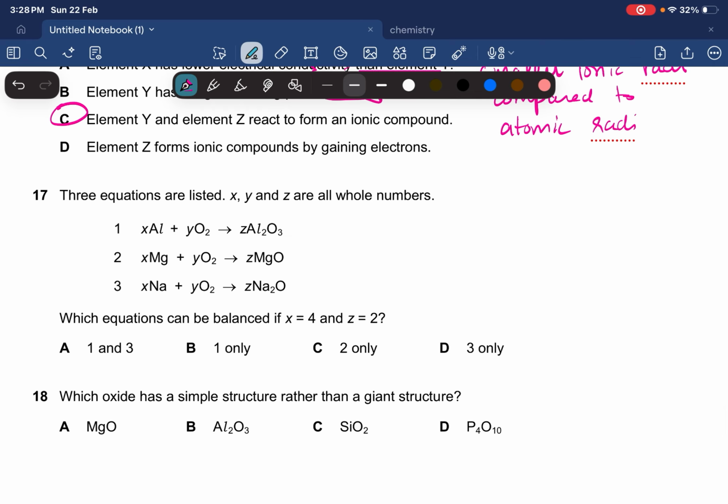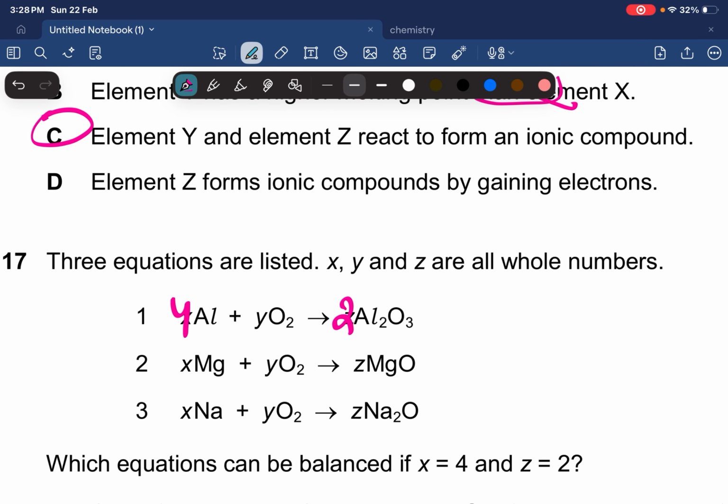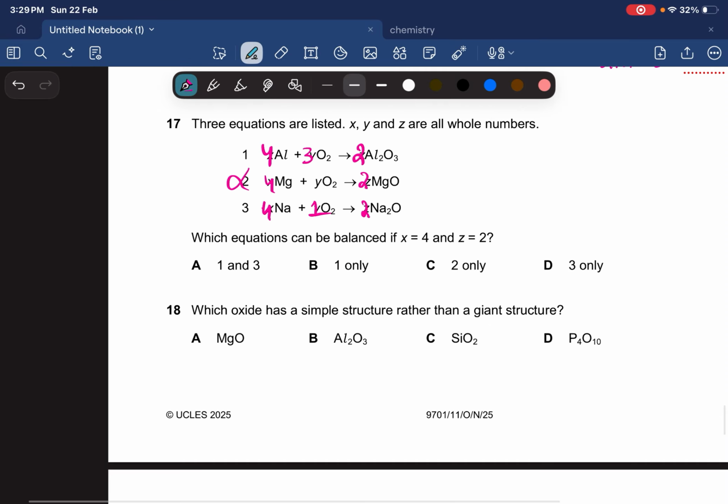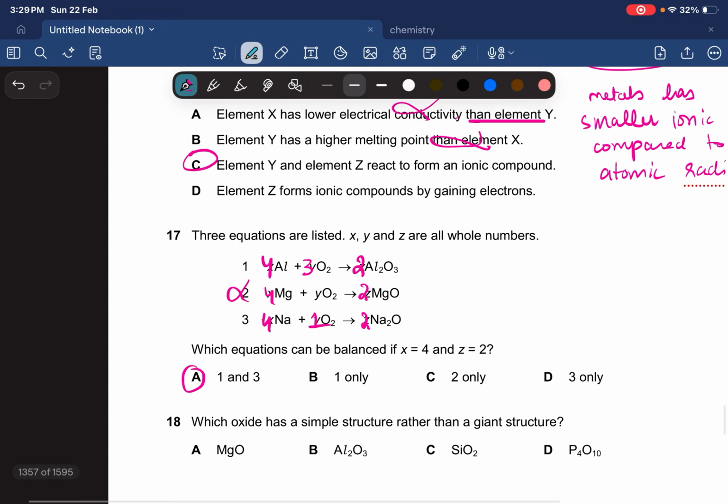The equations are listed. X, Y, Z are whole numbers. Which equations can be balanced if X equals 4 and Z equals 2? Let's see. 4 aluminum here, 4 aluminum here, 2 3s are 6. Oxygens here 3, here 4 and 2, cannot be balanced. Magnesium cannot be balanced. 4 and 2: 4 sodiums here, 4 sodiums here, 2 here, and then 1. 1 and 3 can be balanced. I just balanced them in front of you.